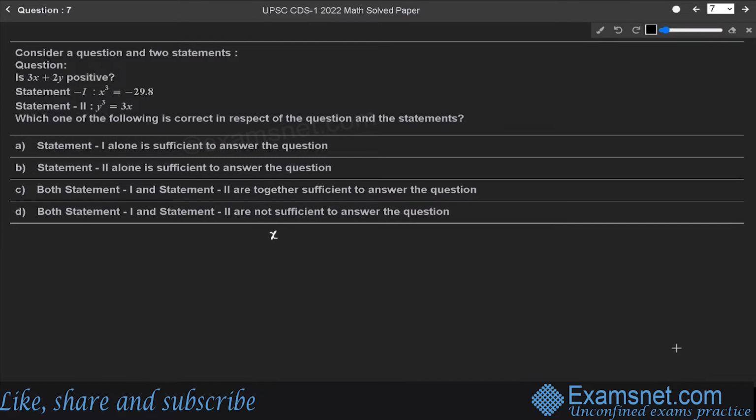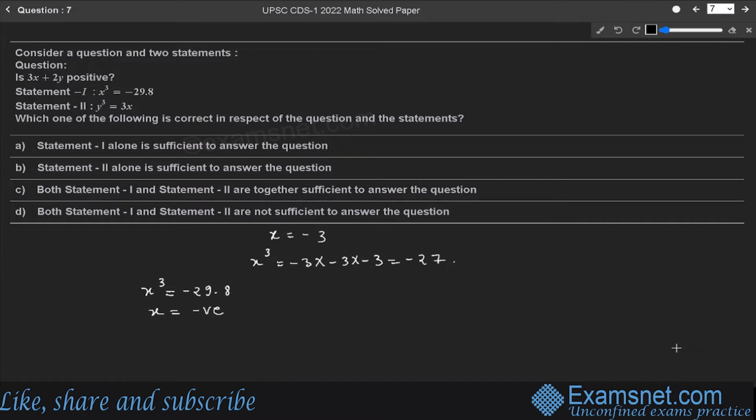Suppose x is equal to minus 3, then its cube will also be negative, which is minus 3 into minus 3 into minus 3, which gives minus 27. So this is the concept that if the cube of a number is negative, then the number is also negative. I hope this concept is clear to you. Now coming to the first statement, x cube is equal to minus 29.8. Here you can see that the answer is negative. It means that x should also be negative.